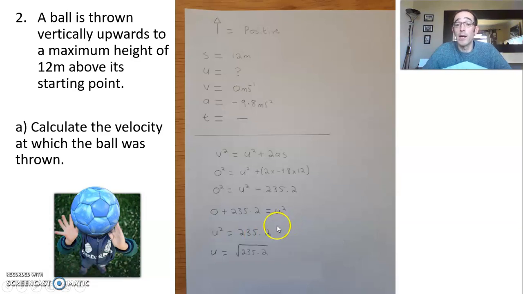So u is then the square root of 235.2, which is 15 meters per second, and that's a positive value. So it means it's in the upwards direction, which is what we would have expected from the question because it does say the ball is thrown upwards. So if we've got a negative answer there when our positive direction is upwards, then it should indicate that something has gone wrong. Also note that I've given two significant figures with this question because in the question we're given two significant figures.